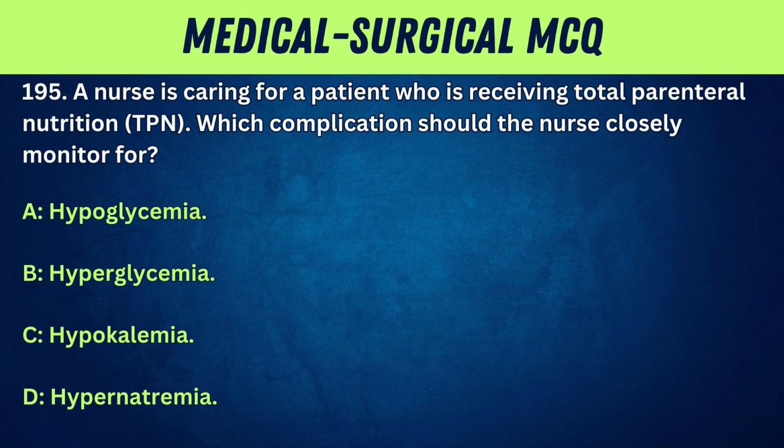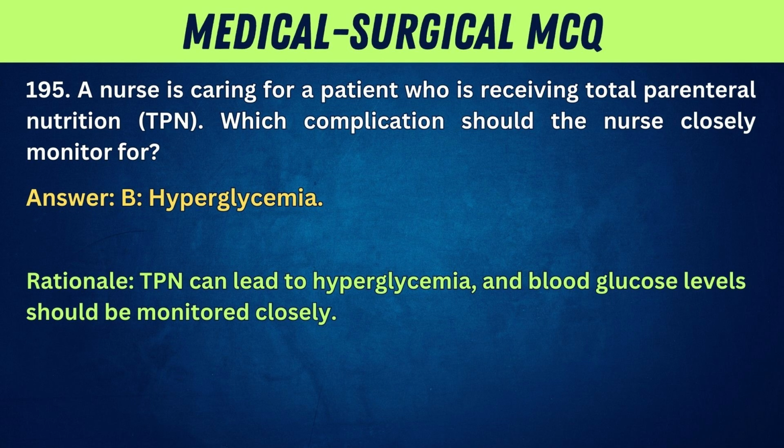195. A nurse is caring for a patient who is receiving total parenteral nutrition, TPN. Which complication should the nurse closely monitor for? A. Hypoglycemia. B. Hyperglycemia. C. Hypokalemia. D. Hypernatremia. Answer: B. Hyperglycemia. Rationale: TPN can lead to hyperglycemia, and blood glucose levels should be monitored closely.